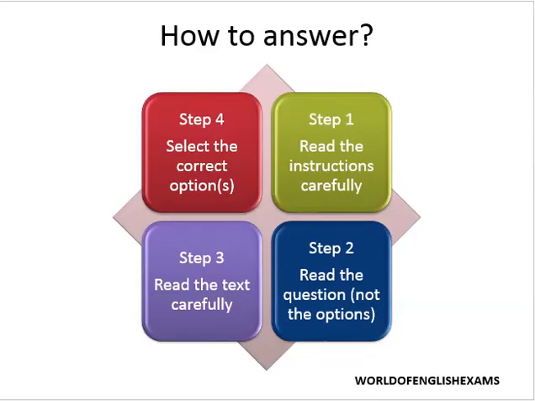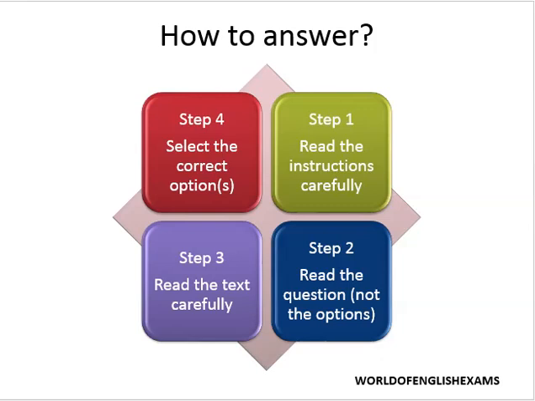Okay, so how to answer? It is just a 4-step method. Step 1: read the instructions carefully. We have done that already. The instructions tell us whether we need to pick one correct option or two correct options. In this case it is two correct options. Then moving on to step 2. Step 2 is the basic thing which you need to do, because strategic time management is the key here. Step 2 says read the question, not the options.